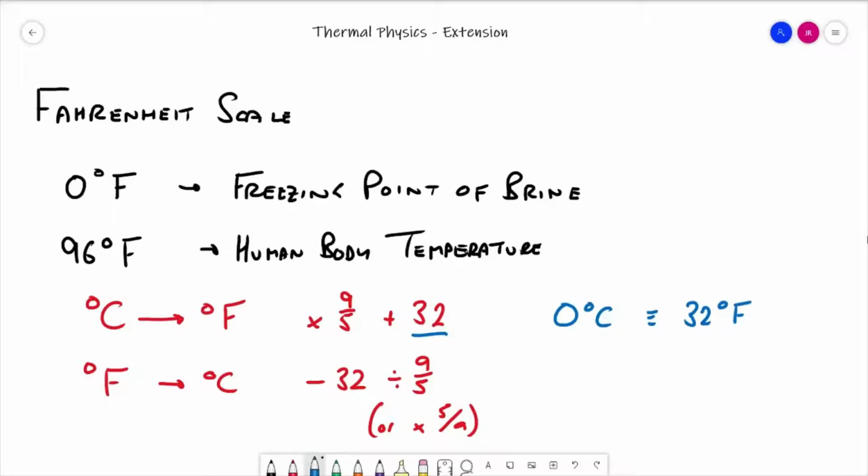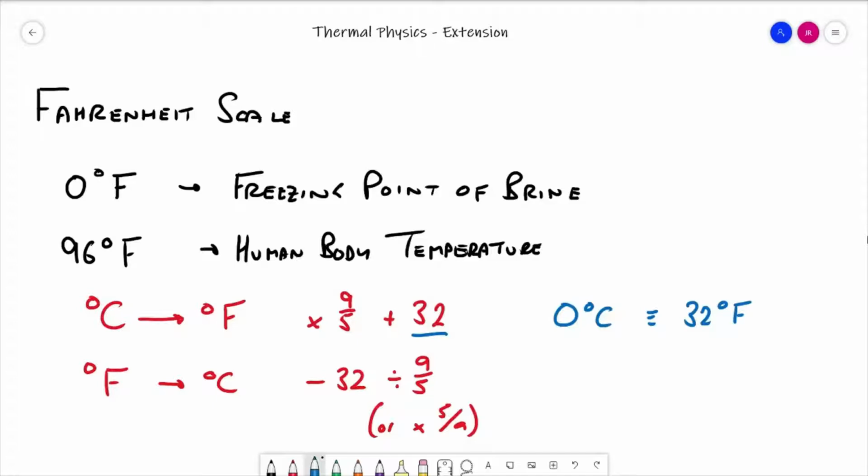It does have, though, one specific advantage over the Celsius scale in that the scale divisions are a lot smaller. So a difference of 1 degree Fahrenheit is a lot smaller, it is 5/9 of a difference of 1 degree Celsius. So the Fahrenheit scale does, in a way, give you a better resolution.